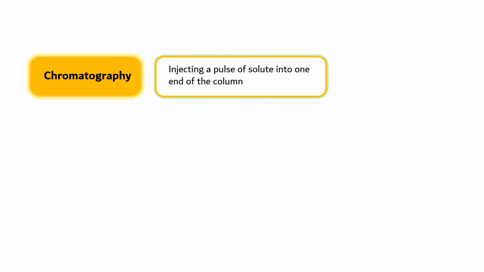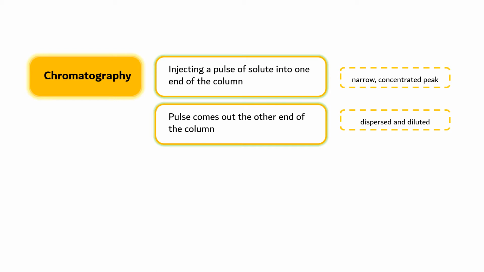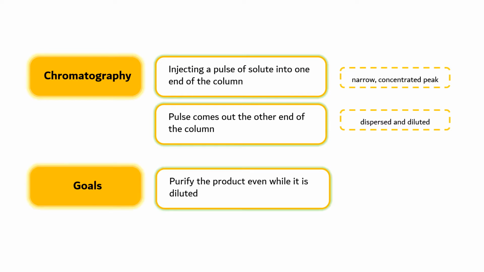Elution chromatography involves injecting a pulse of solute into one end of the column and then following the pulse with solvent. Eventually, the pulse comes out the other end of the column. The pulse will have entered as a narrow concentrated peak, but it will exit dispersed and diluted by the additional solvent. In elution chromatography, the goal is to purify the product even while it is diluted.